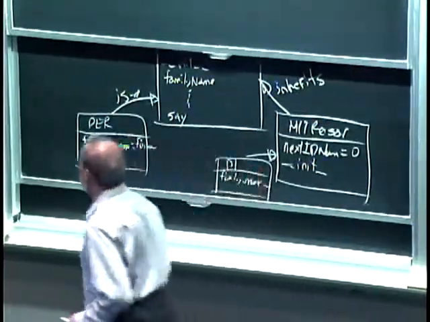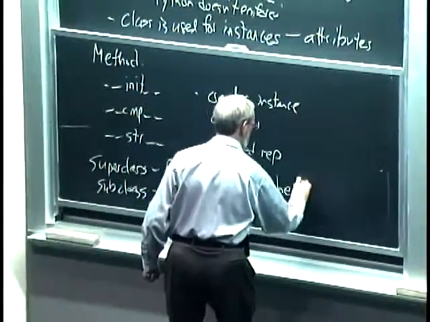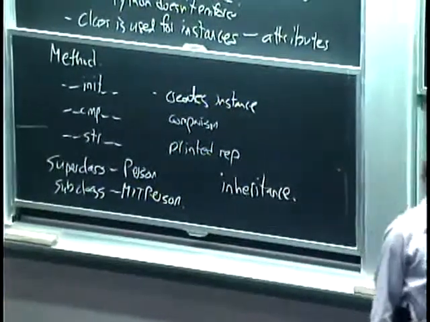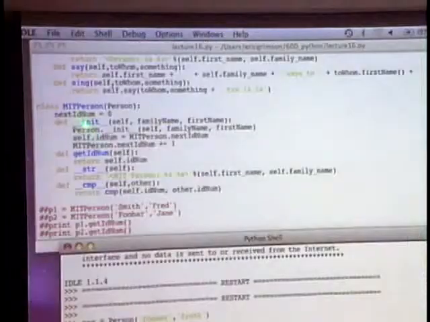So this is an example of inheritance. MIT person inherits the init method from person. You can get access to it by simply referring to it, and I refer to it right there as: take the person class, get its init, and apply it to my instance plus those things. So I'm just using the same piece of code.